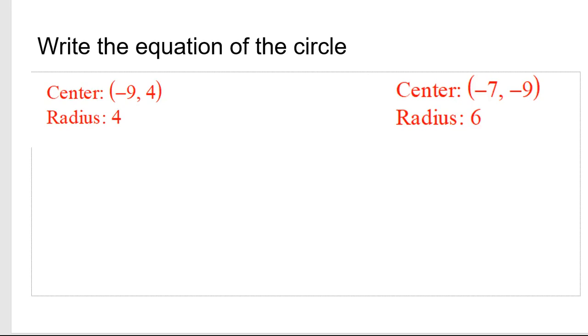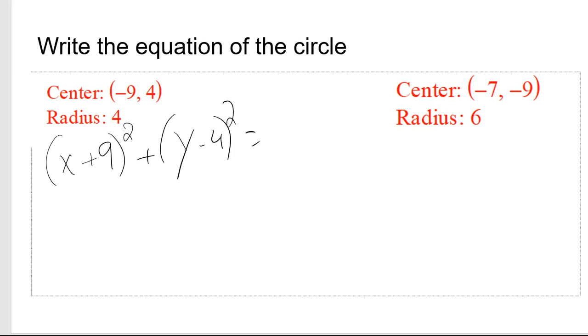Alright, so center is negative 9, 4. So we're going to start off as x. It's negative 9, so I'm going to write a positive 9. We always write opposites. Squared, don't forget the squared, guys. This is positive 4. We're going to write y minus 4 squared equals... Our radius is always r squared in the formula. So r is 4, so that means we're going to write a 16, because that's 4 squared.